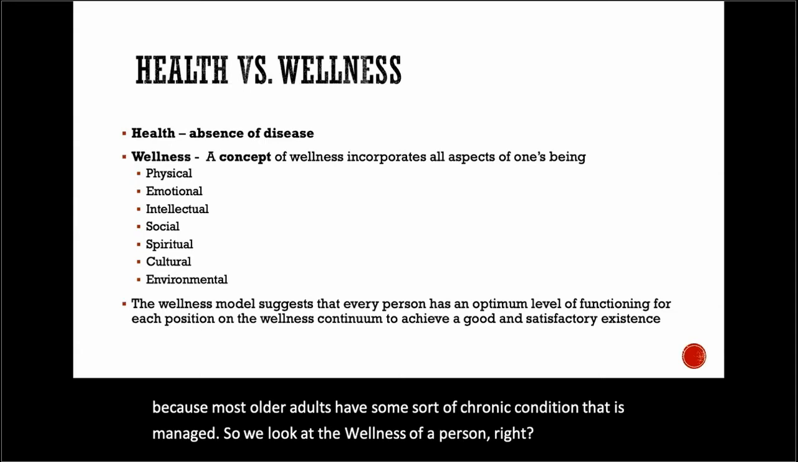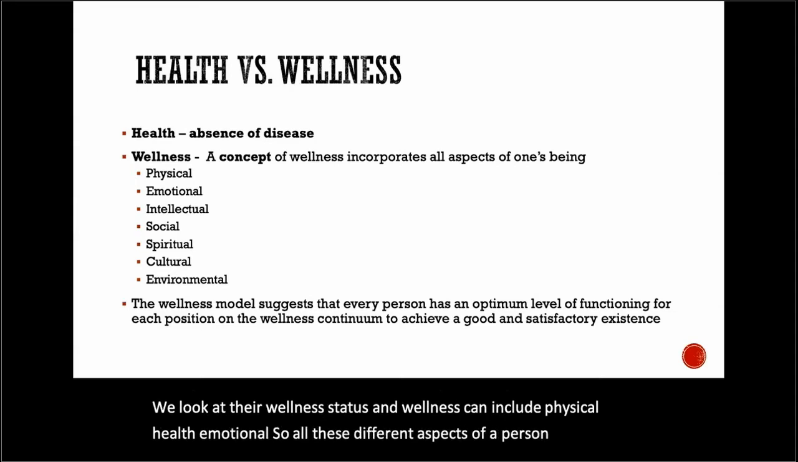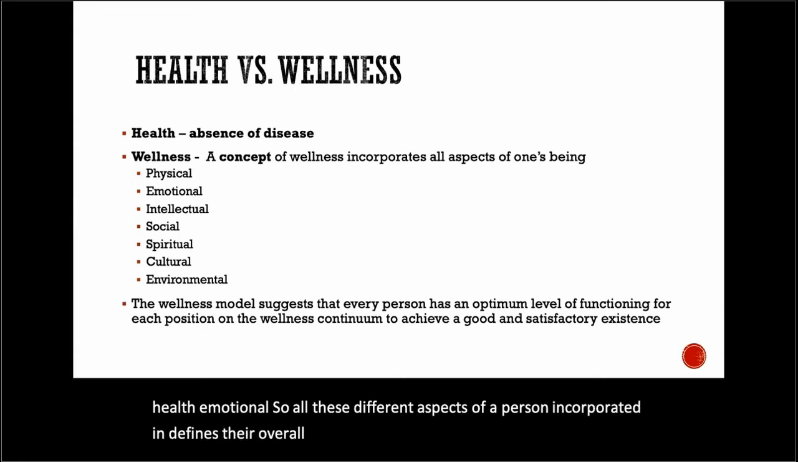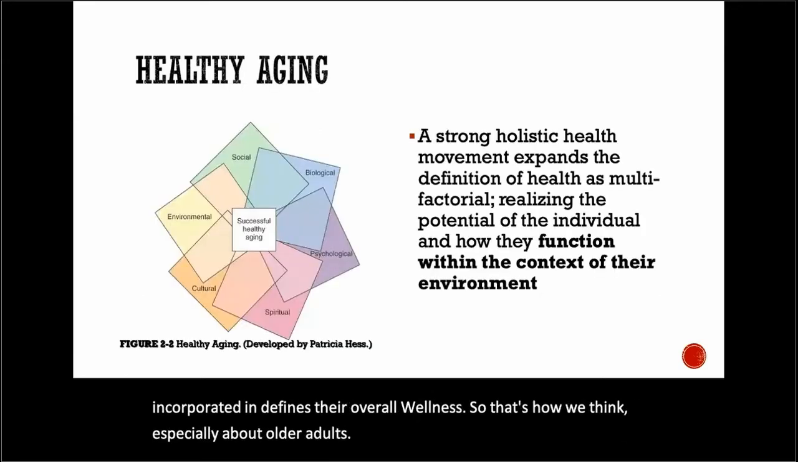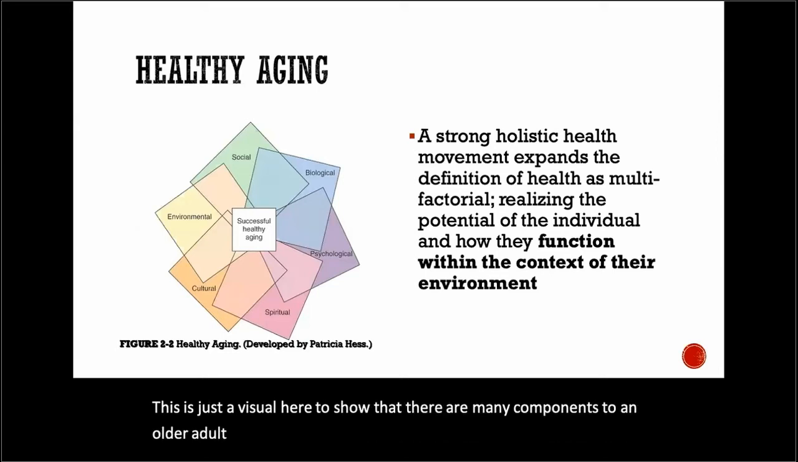We look at their wellness status, and wellness can include physical health, emotional health, and all these different aspects of a person incorporated define their overall wellness. So that's how we think, especially about older adults. This is just a visual to show that there are many components to an older adult that promote healthy aging, and biological is just one component of that.